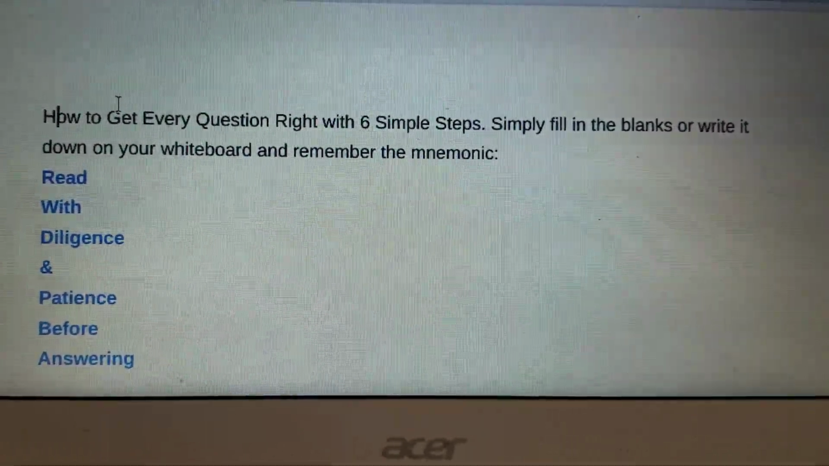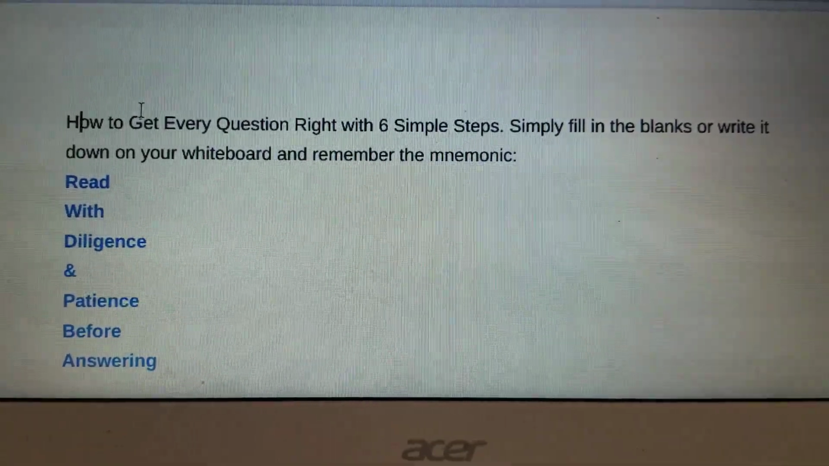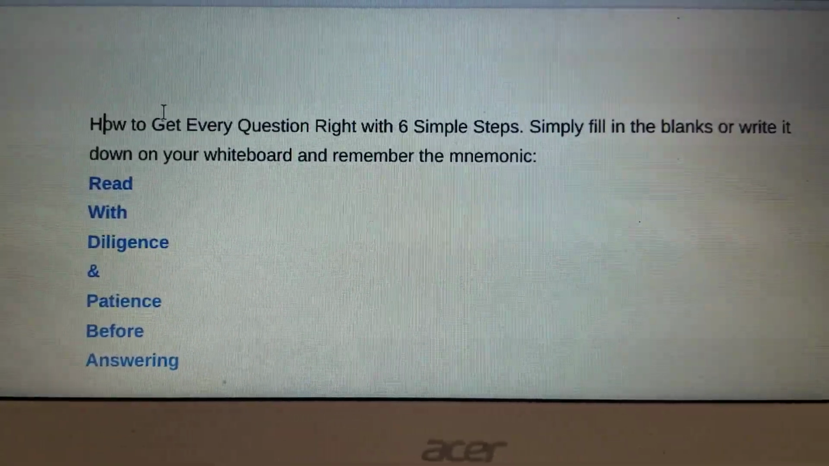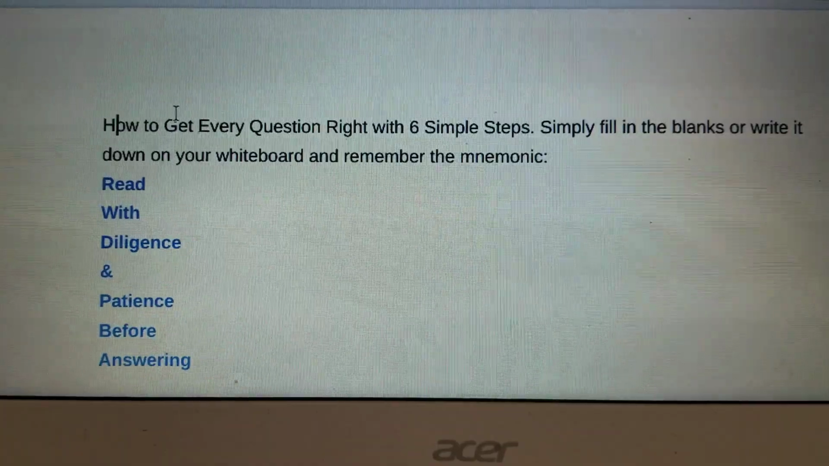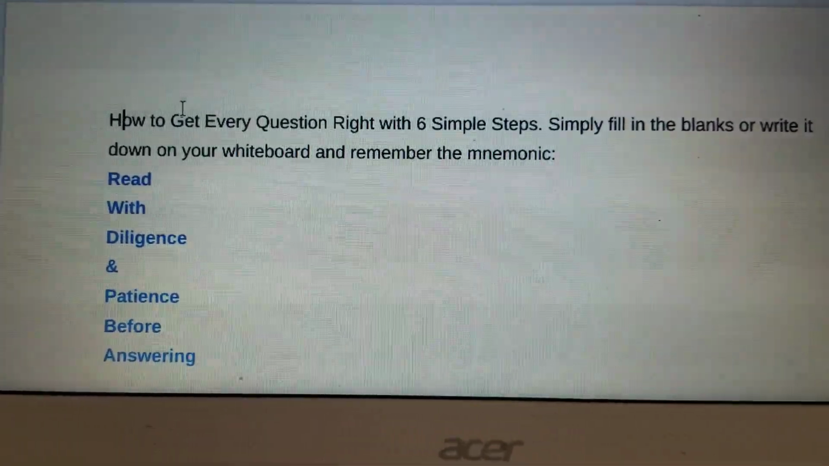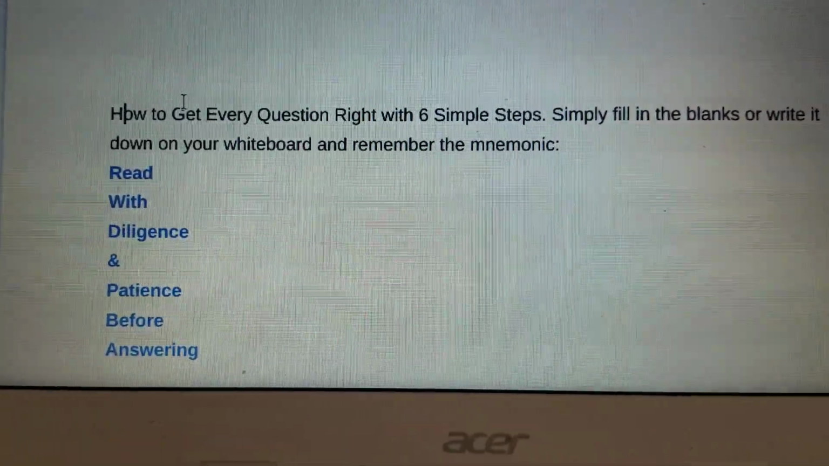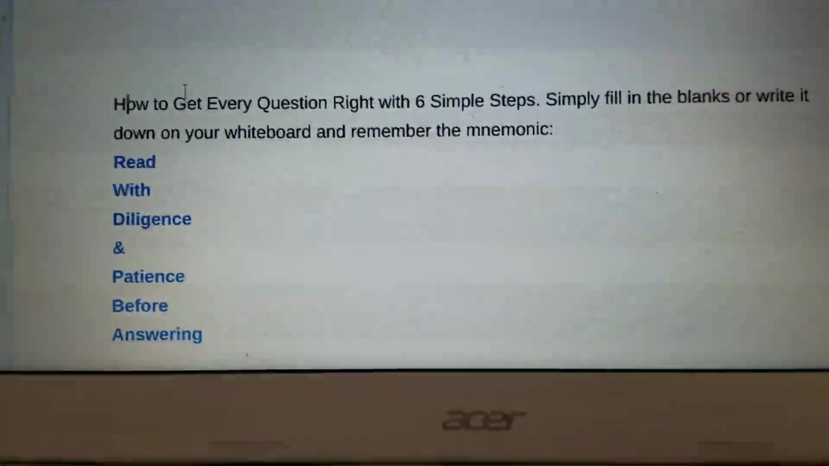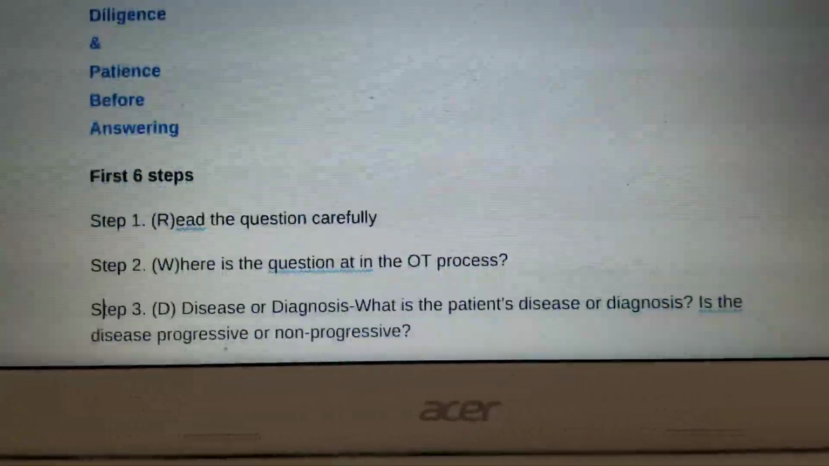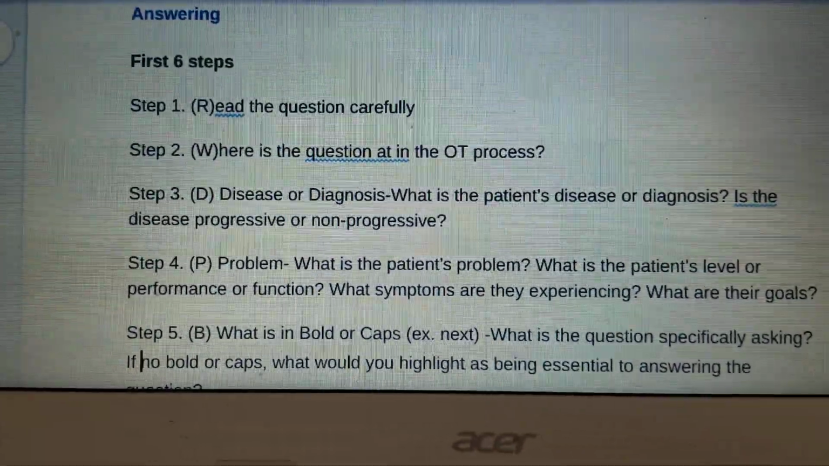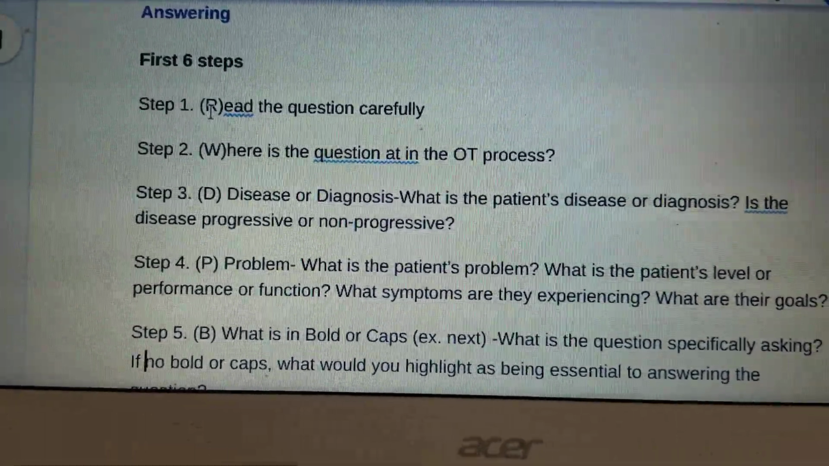I'm going to teach you how to get every question right with 6 simple steps. Simply fill in the blanks or write it down on your whiteboard and remember the mnemonic. Read with diligence and patience before answering. Here are the first 6 steps into looking at questions.